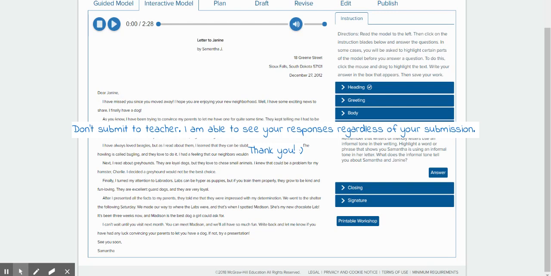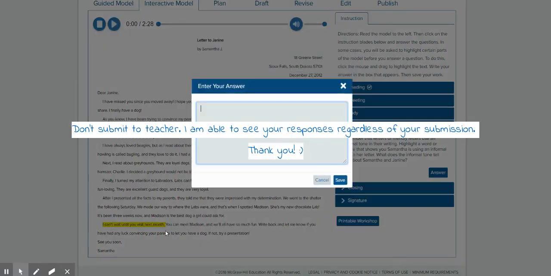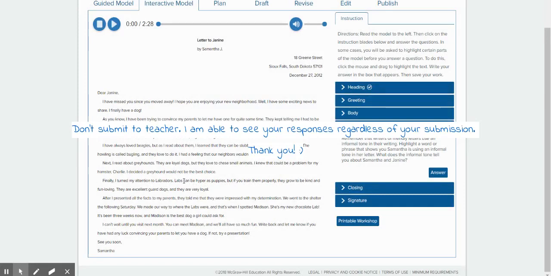So I'm going to highlight something for you, but I want you to highlight something else. So right here, I can't wait until you visit next month. All right, so that shows that Janine will visit Samantha. So it seems that they're friends and they hang out. It's not a very formal relationship. It's a friendly letter, okay?